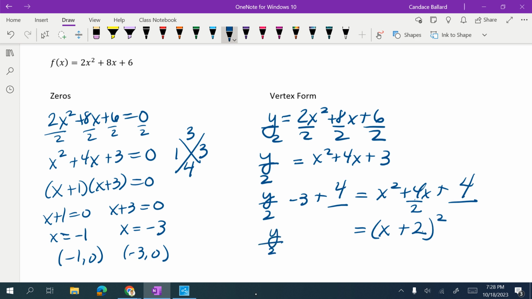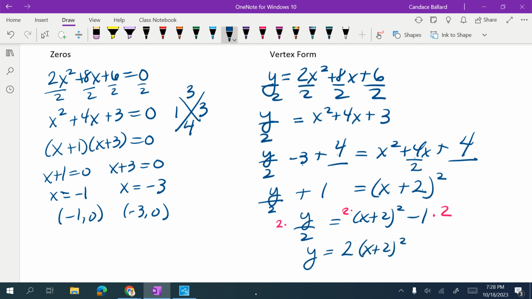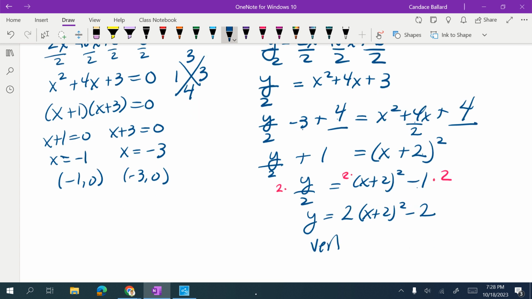We've got y over 2. Negative 3 plus 4 is positive 1. We're going to now try to get y back by itself. So I'm going to subtract the 1 to the other side. And then, and this is the tricky part, I have to multiply by 2. But technically I have two terms on the right side, so I have to multiply both of those by 2. So y equals 2 times x plus 2 squared, and then negative 1 times 2 is negative 2. So my vertex on this one, remember, if I come in or out of parentheses, I change the sign, would be negative 2, and I keep the sign outside.